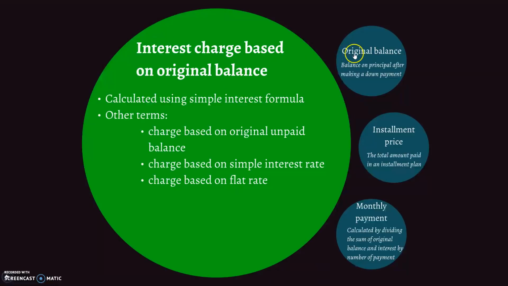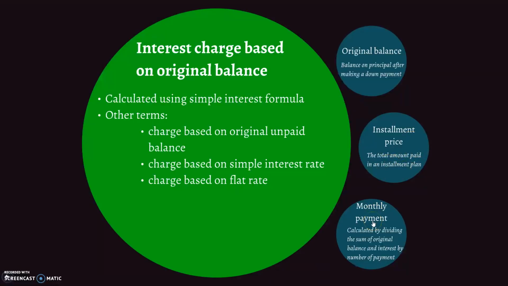And for original balance, you need to be familiar with this term before you can make any calculation. So what is original balance? It is the balance on a principal after making a down payment. Whatever is left after you make a down payment is called original balance. If let's say you are not making any down payment, or zero down payment, then the cash price itself is the original balance. Installment price is the total amount paid, which is cash price plus the total interest that you need to pay across all of the time. So that is called installment price, the total amount.